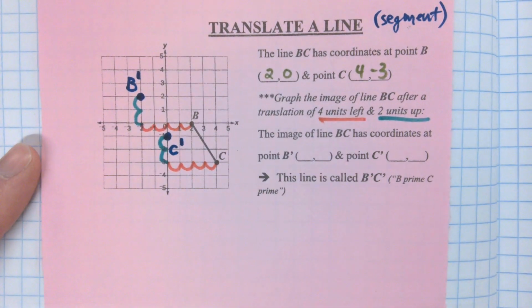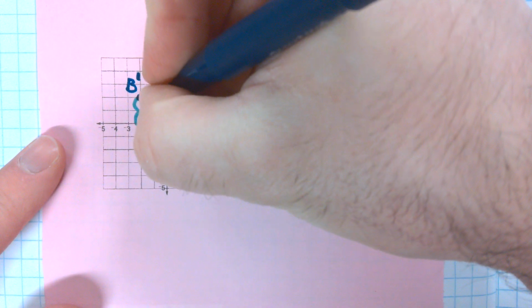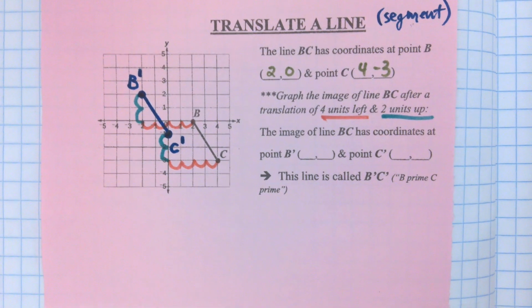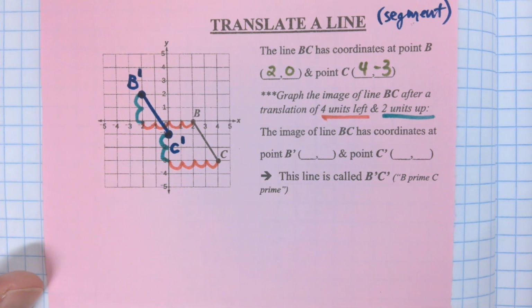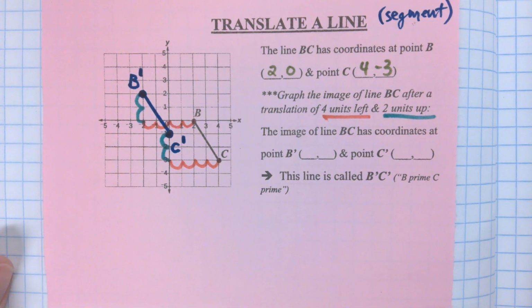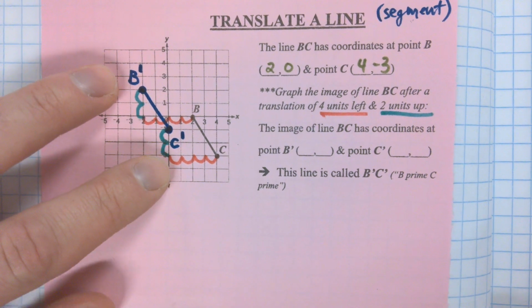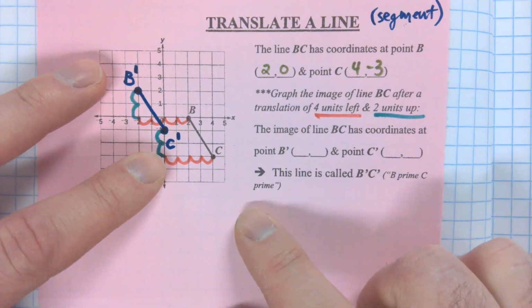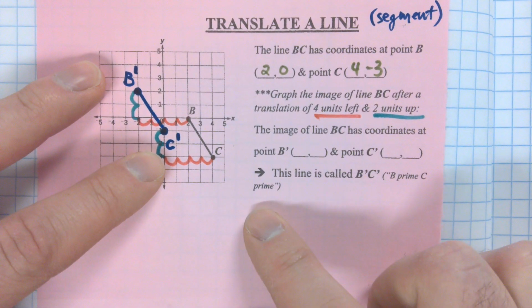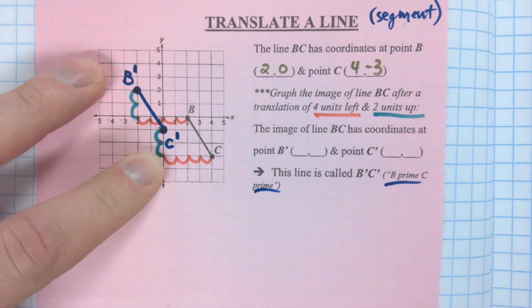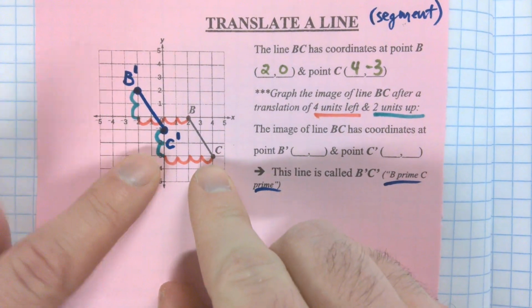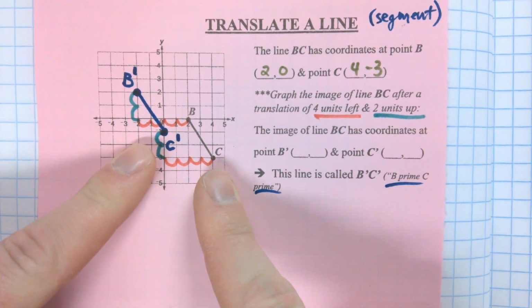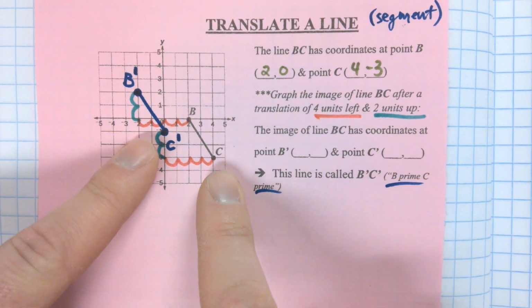For both points, what we're going to do now is connect B prime and C prime. And this line, this translated image, is called B prime C prime. If this line is BC, then this line is B prime C prime. It's kind of weird, right? But notice how the line looks exactly the same.